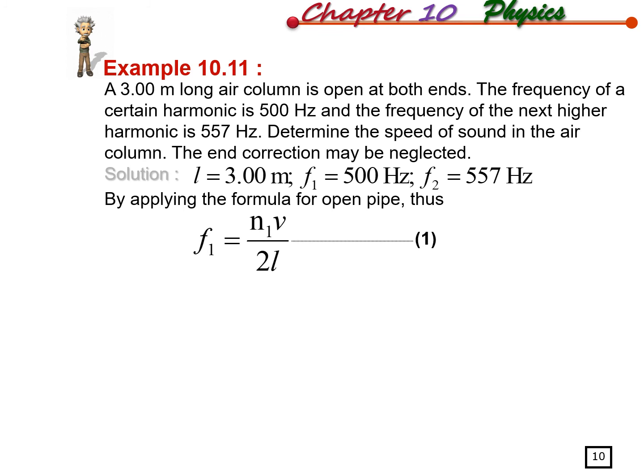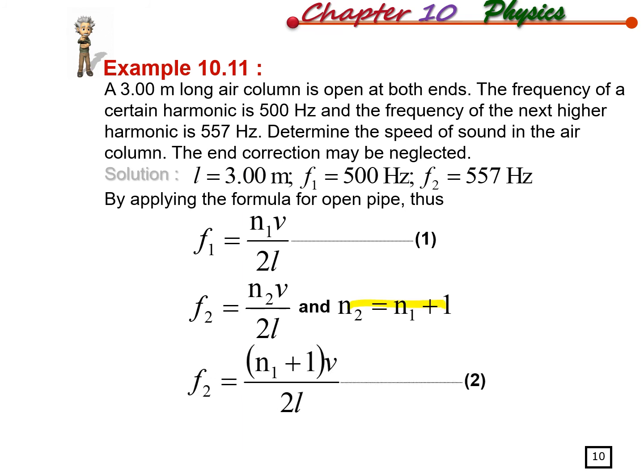Applying the formula for an open pipe, let's say for the first order, we put it as f1 equals n times v over 2L. And then for the second order, f2 equals (n plus 1) times v over 2L, where the second order will be the first order plus 1, because it is situated next to the first order. So that means you will end up with n plus 1.